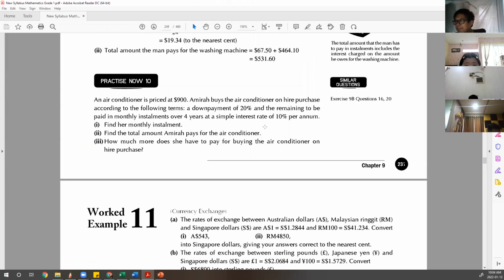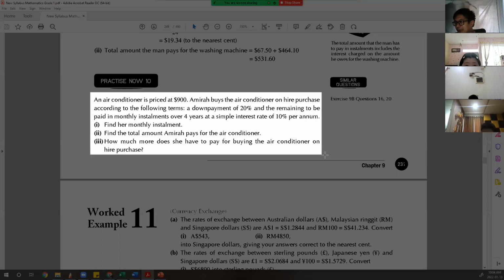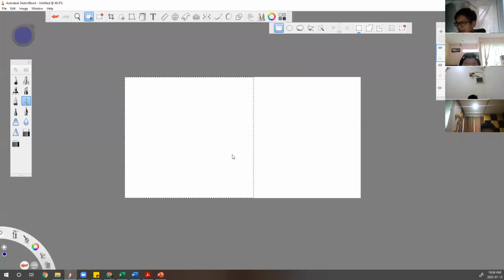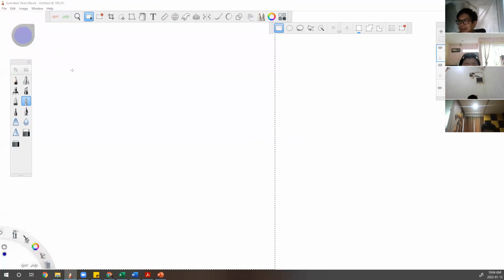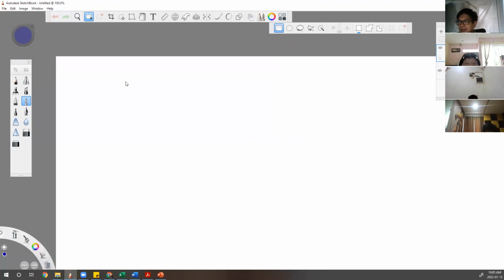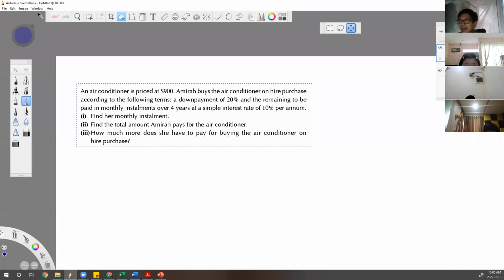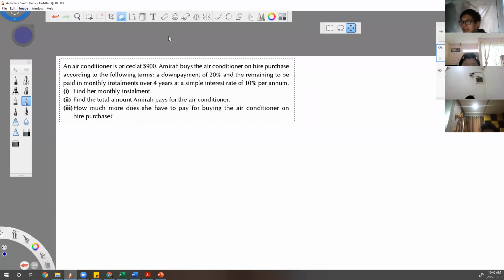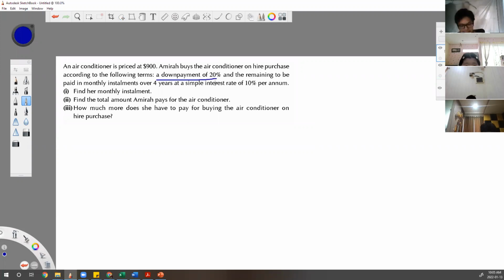Nah ini agak ribet nih. Mikir pelan-pelan ya. You harus pelan banget lihatnya. Nggak bisa cepet-cepet yang ini, karena ini word problems kan. Word problems requires you a lot of thinking. An air conditioner is priced at $900. Amira buys the air conditioner on hire purchase according to the following terms. A down payment, bayar di depan, down payment, uang muka. And the remaining to be paid in monthly installment, interest rate 10% per annum.